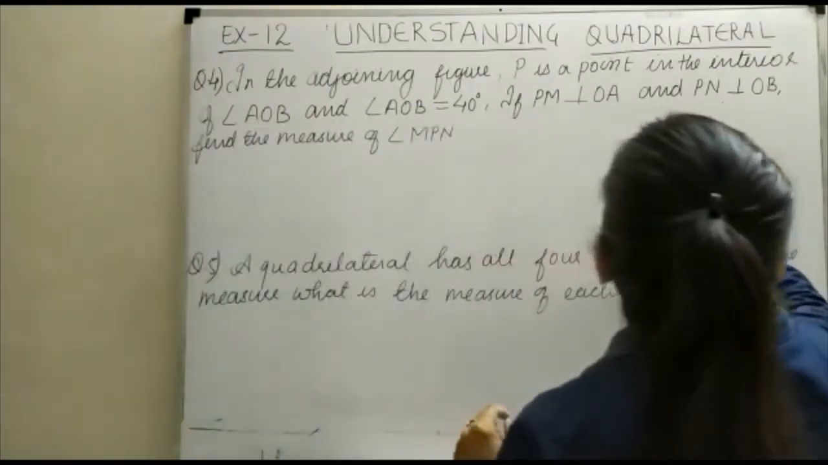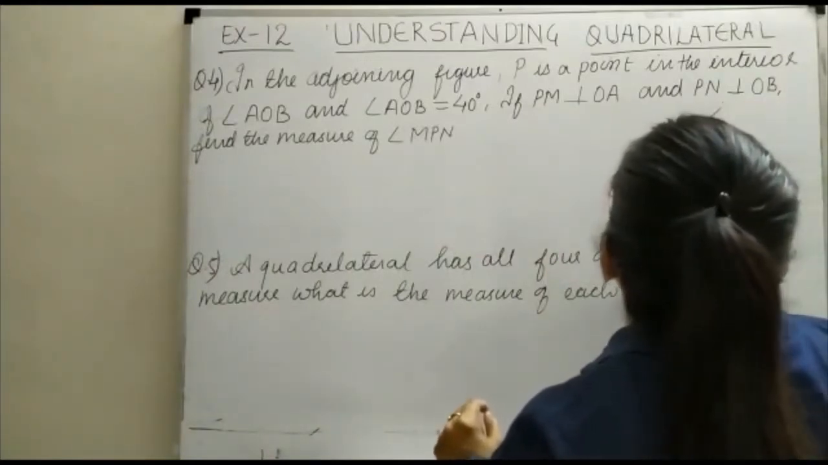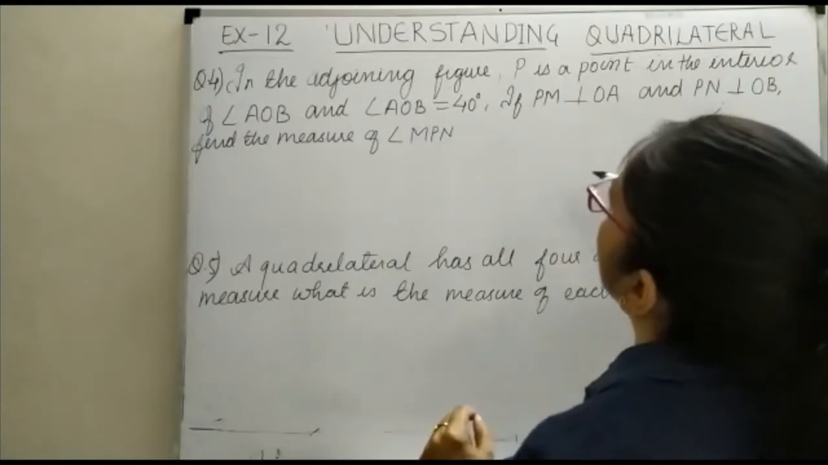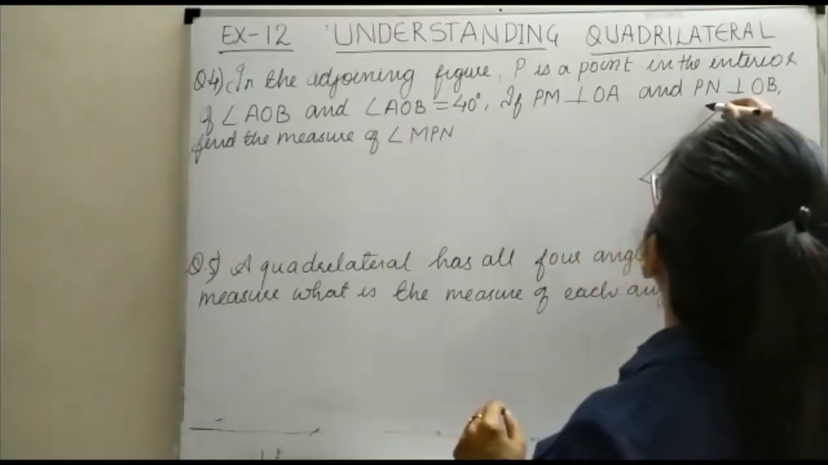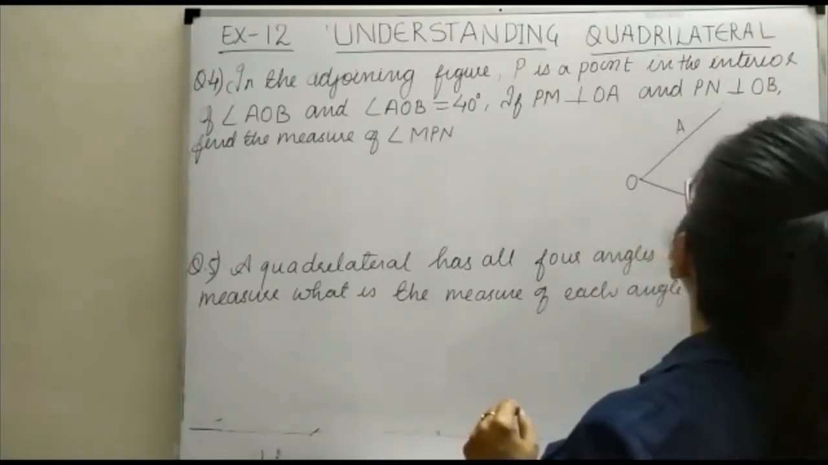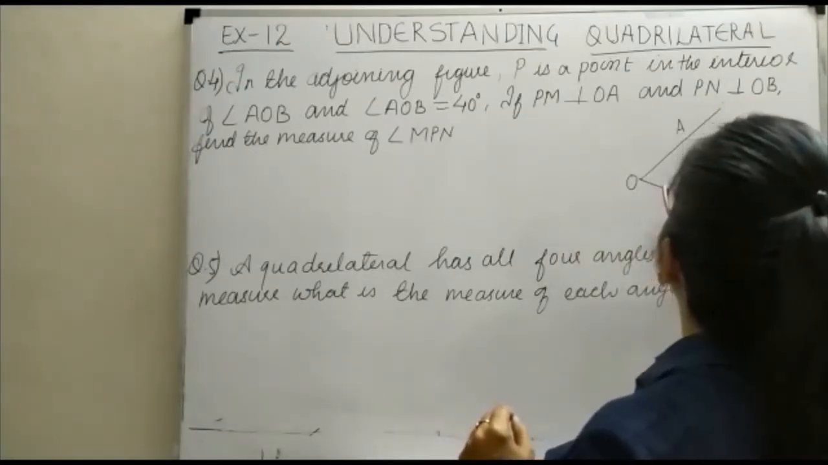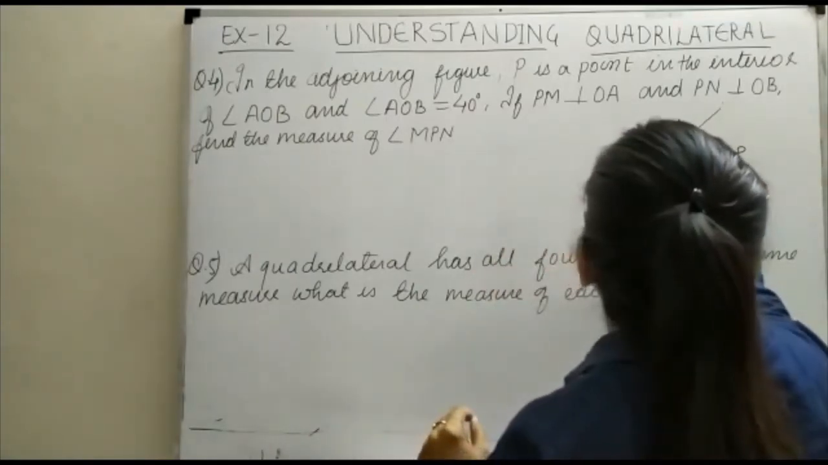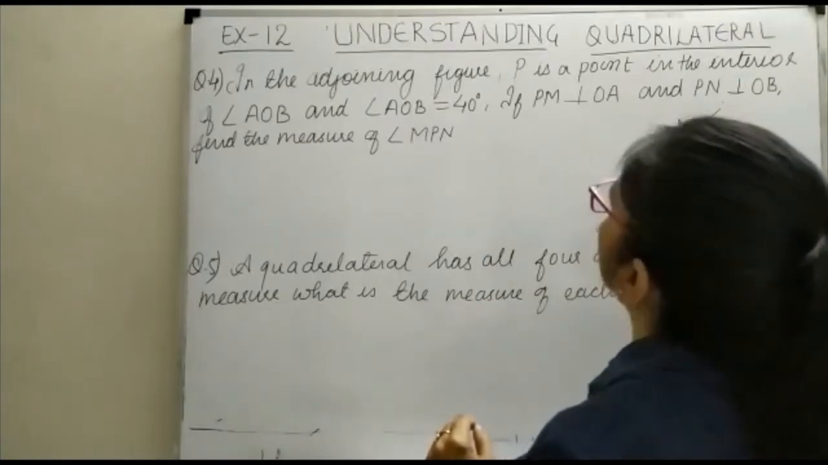So you can take an angle, the figure is given. This is your angle AOB, right? So you can take A, O, and this is B. P is a point here, okay? So P is a point, and it's given that angle AOB is 40 degrees.